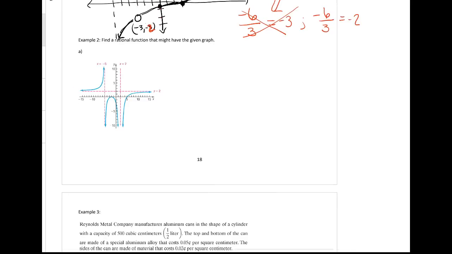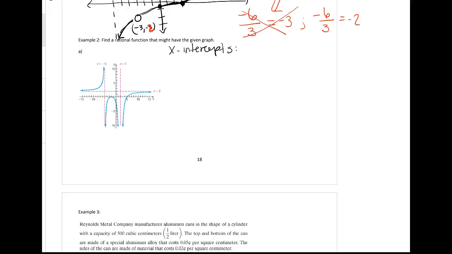Anywho, today we are going to start with example 2. The direction is find a rational function that might have the given graph, okay? We have done problems like these before with polynomials, but today we are going to write equations for rational ones. A couple of things you're going to need to know how to do is to identify all of the x-intercepts, y-intercepts, VAs, and so on. So the first thing I'm going to write down is x-intercepts, okay?